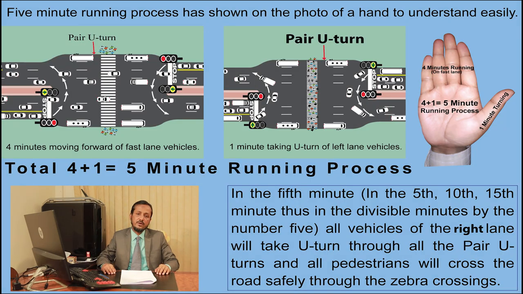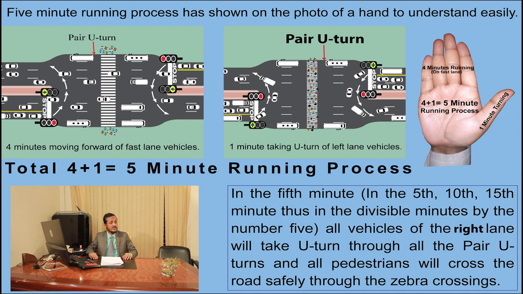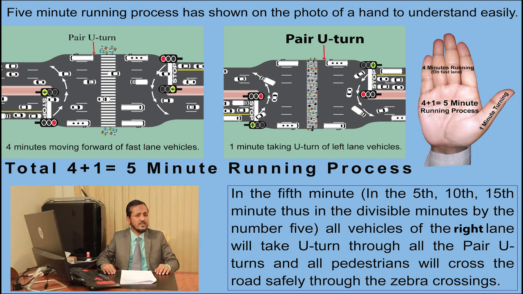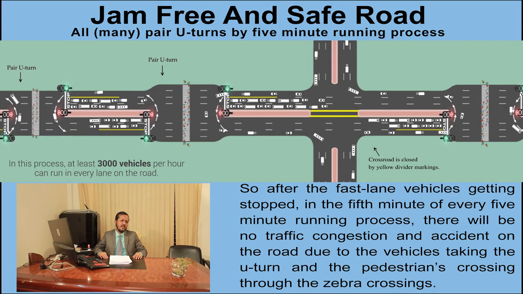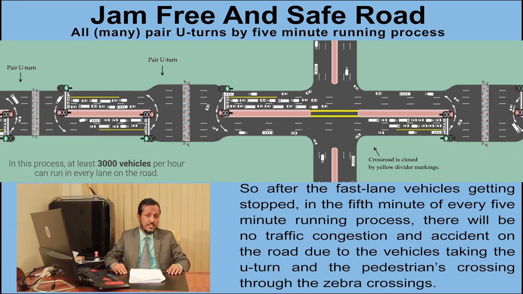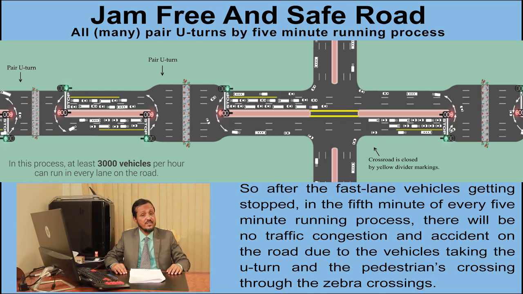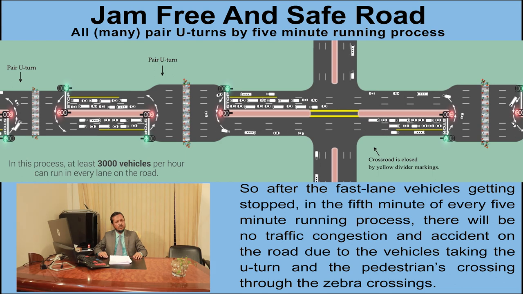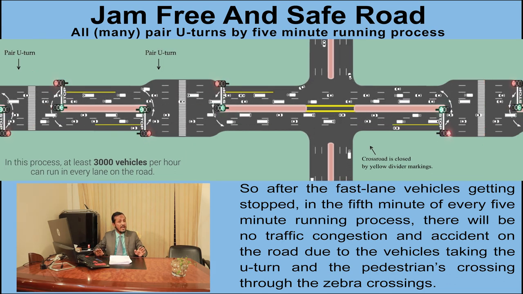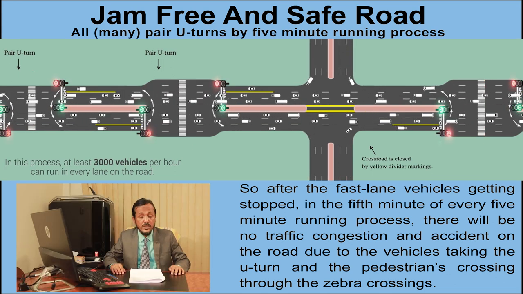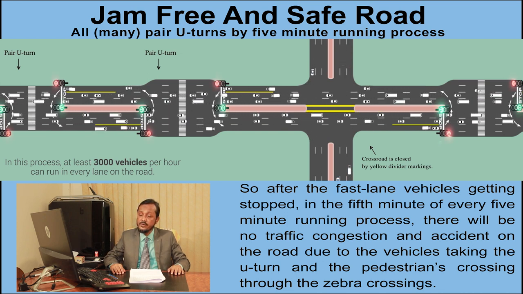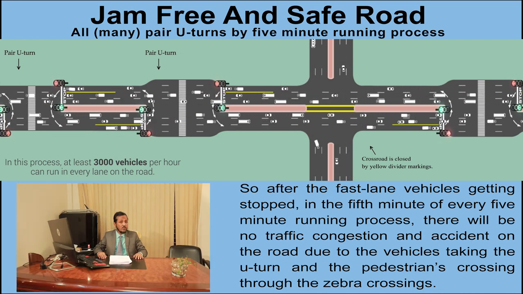In the 5th minute, all vehicles of the right lane will take U-turns through all pair U-turns, and all pedestrians will be able to cross the road safely through the zebra crossings. So after the first lane vehicles get stopped, in the 5th minute of every 5-minute running process, there will be no traffic congestion and accident on the road due to the vehicles taking U-turns and the pedestrians crossing through the zebra crossings.